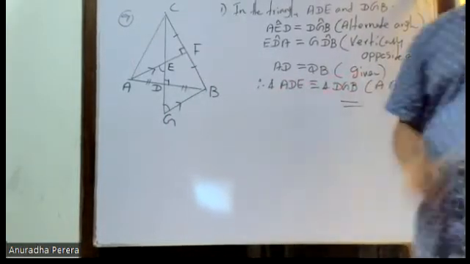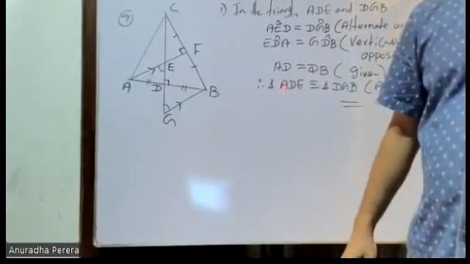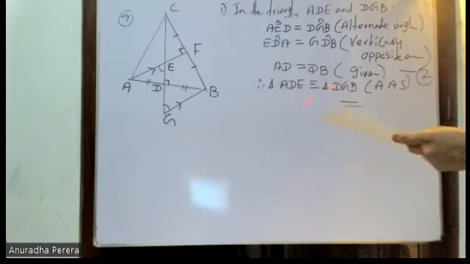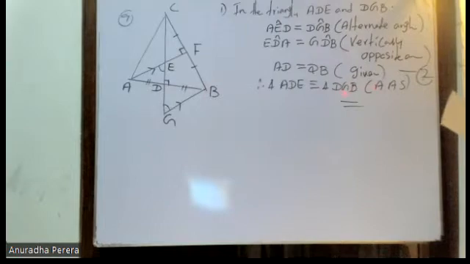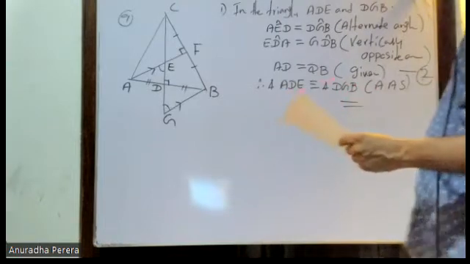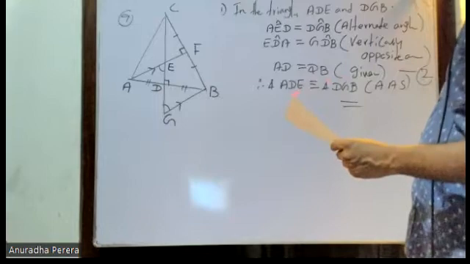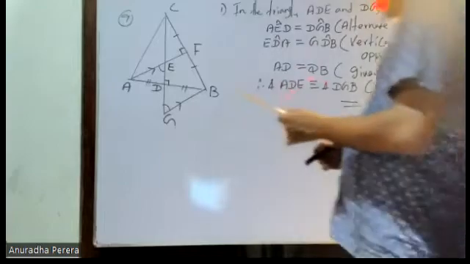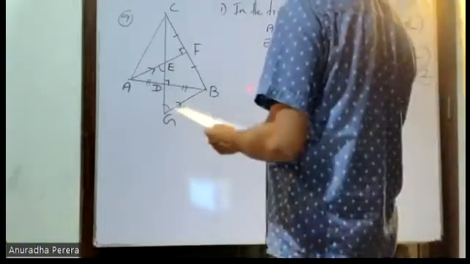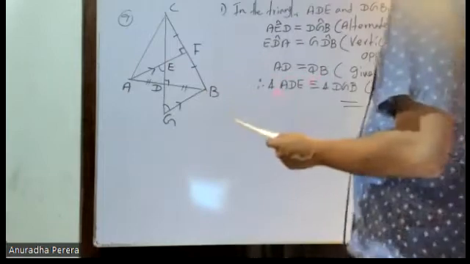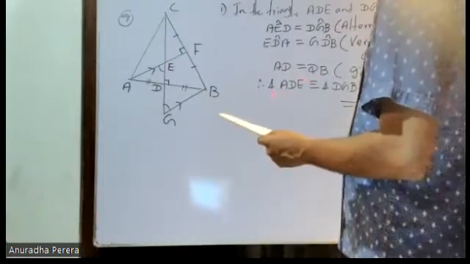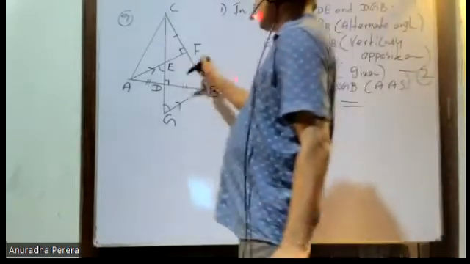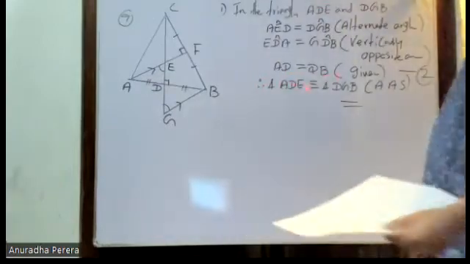The second part says 2EF equals AE. We need to show that 2EF equals AE.